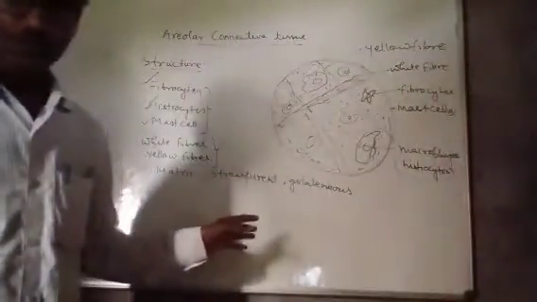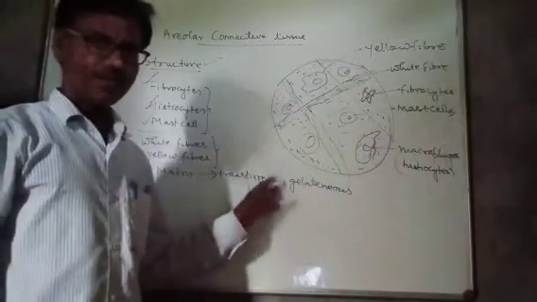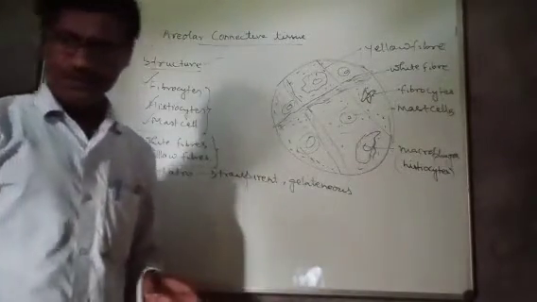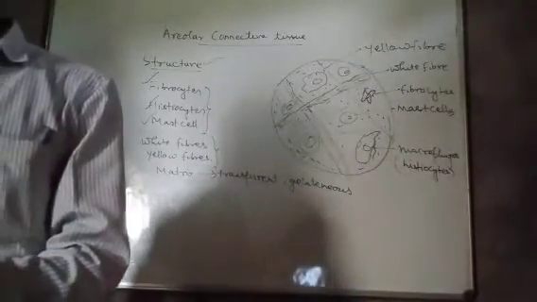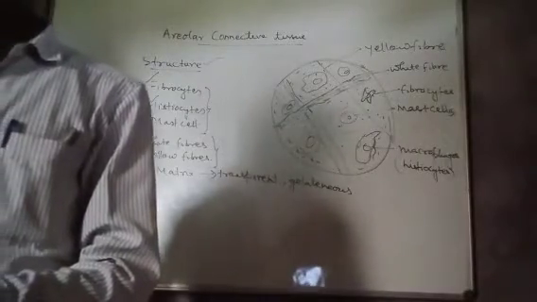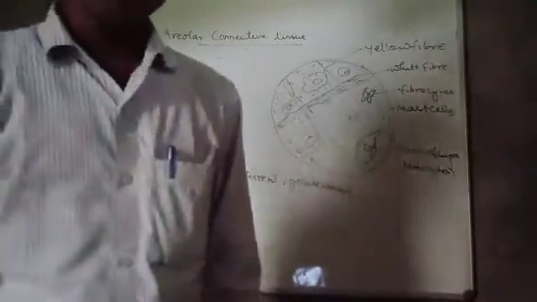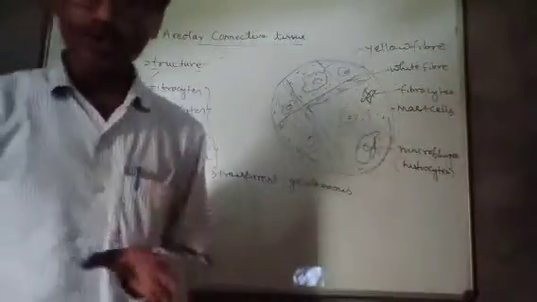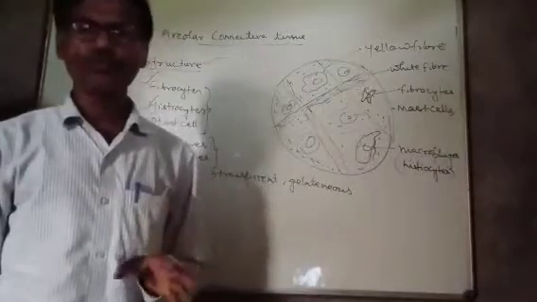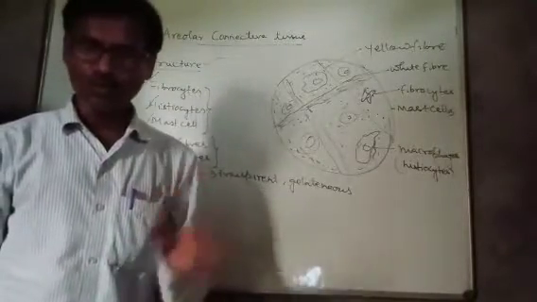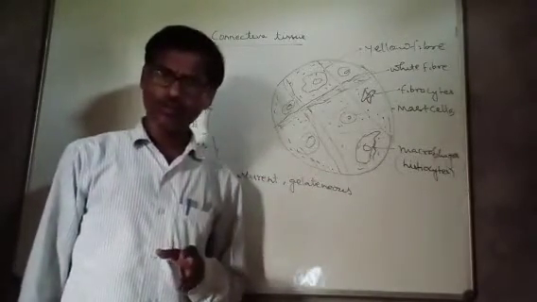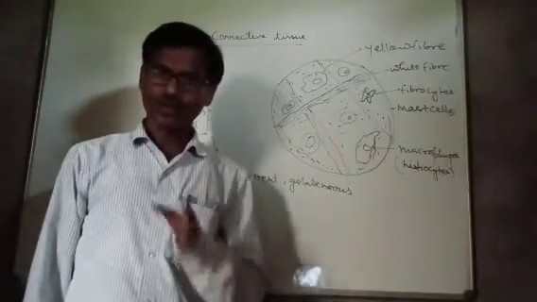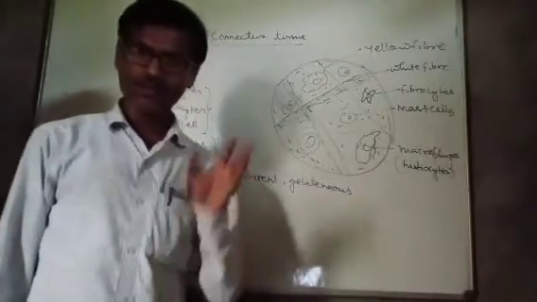Next, where do we find this tissue? Areolar connective tissue is present as binding tissue between two bones. The two bones are connected with areolar connective tissue called ligaments. So ligaments are made by areolar connective tissue.